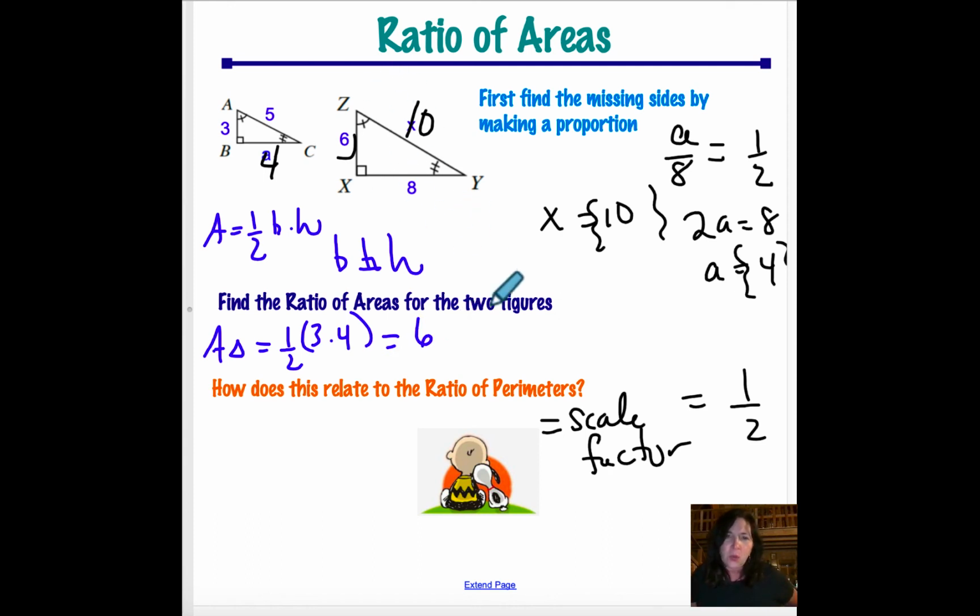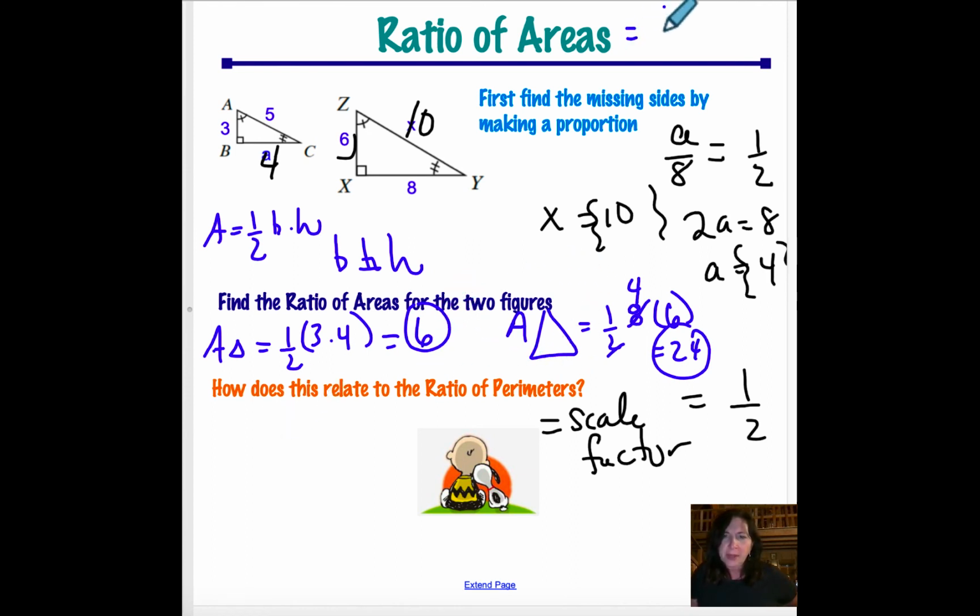And then for the area of the larger triangle, that's going to be, again, 1/2 base times height, so 8 times 6. So that's what? 48. 2 goes into 8 4 times. 4 times 6 is equal to 24. So that means that, how does this relate? So we know that the ratio of the areas in this problem is 6/24, which actually is 1/4. Now, how does that relate to the ratio of perimeters?